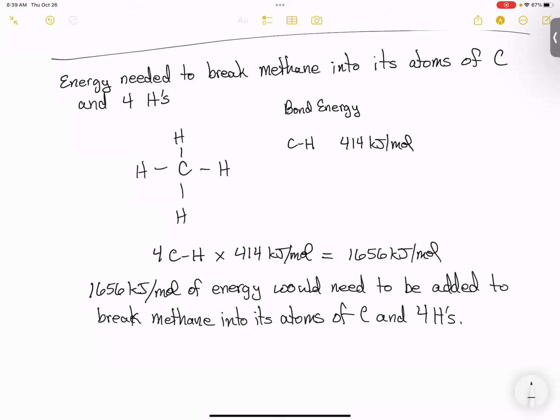So when we're talking bond strength, you're not only talking about how strong the bond is, but you're also talking about what type of energy must be added in order to break a bond, and how much must be added to completely break up a molecule.